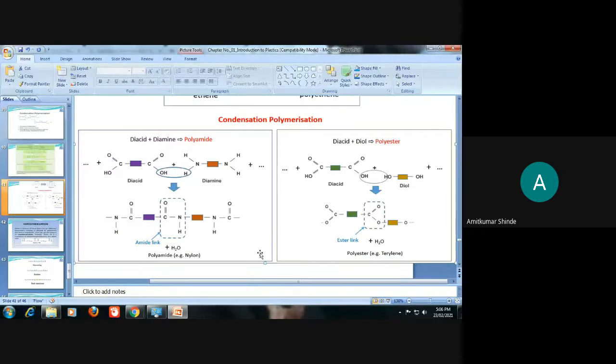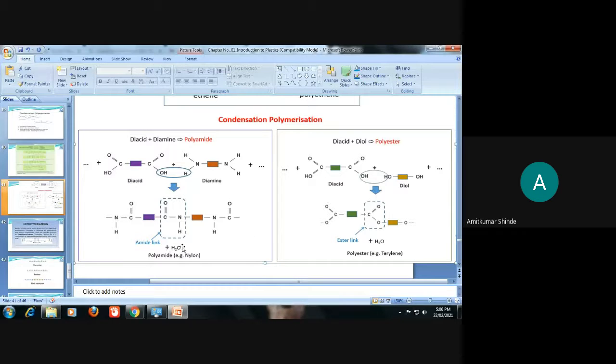I think it is clearly visible. This is the condensation polymerization. Now in this condensation polymerization, what will happen? Two different monomers will join together, and here one important fact is that it will form some byproduct.